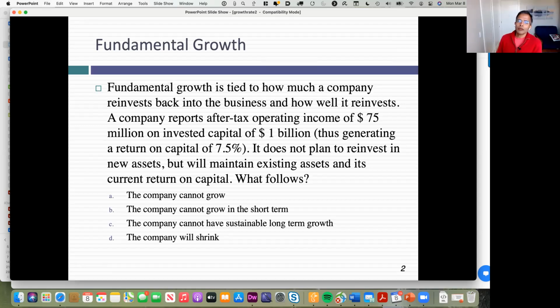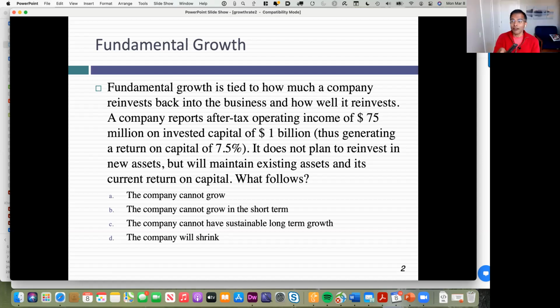And what is it about the way I described this problem that eliminates the other options? Because there are times when a company that doesn't reinvest can grow, right? And how can a company that doesn't reinvest grow? It becomes more efficient. So why isn't that a possibility? Why can't it grow in the short term? What is it that I'm telling you that prevents that option from even being considered? I suppose it's the fact that it's only looking to maintain existing assets.